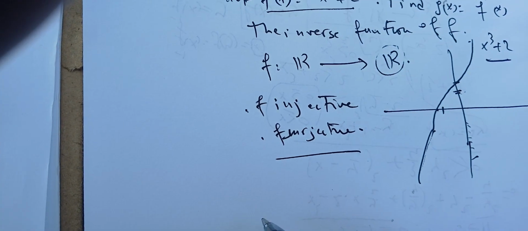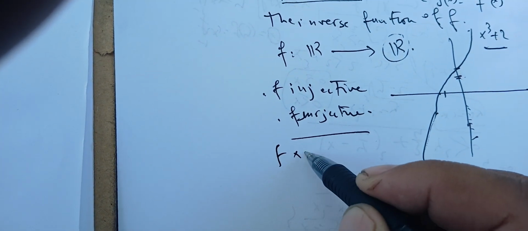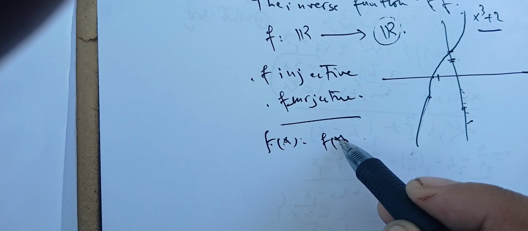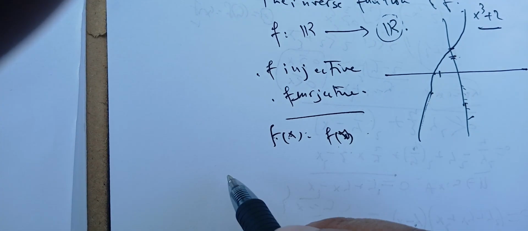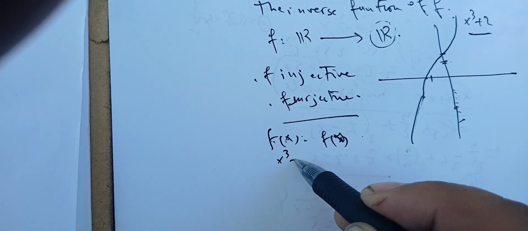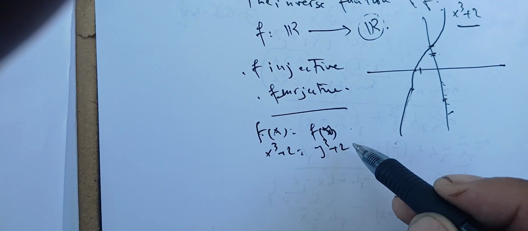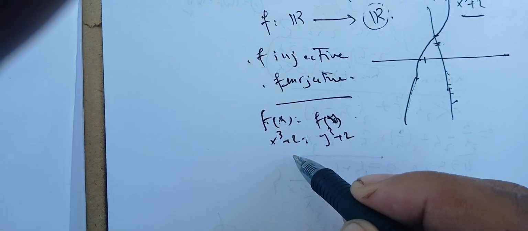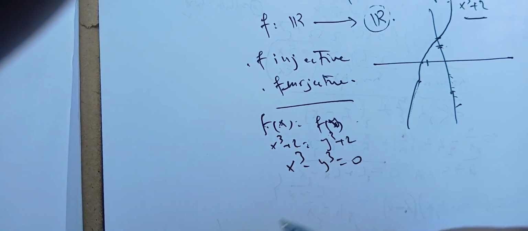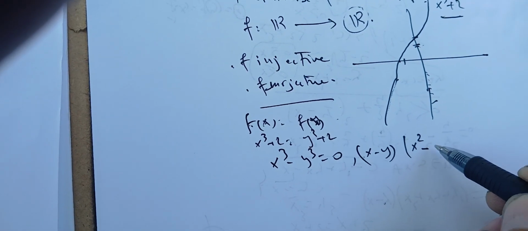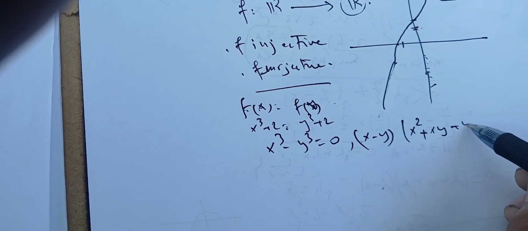To prove that f is injective, we assume that f of x is f of y, and we're going to prove that x is y. These x and y are any real numbers. f of x is x cubed plus 2, f of y is y cubed plus 2. We add -2 to both sides, and we take one of the variables to the other side, and we have x cubed minus y cubed is 0. After factoring, this gives x minus y times x squared plus xy plus y squared is 0.